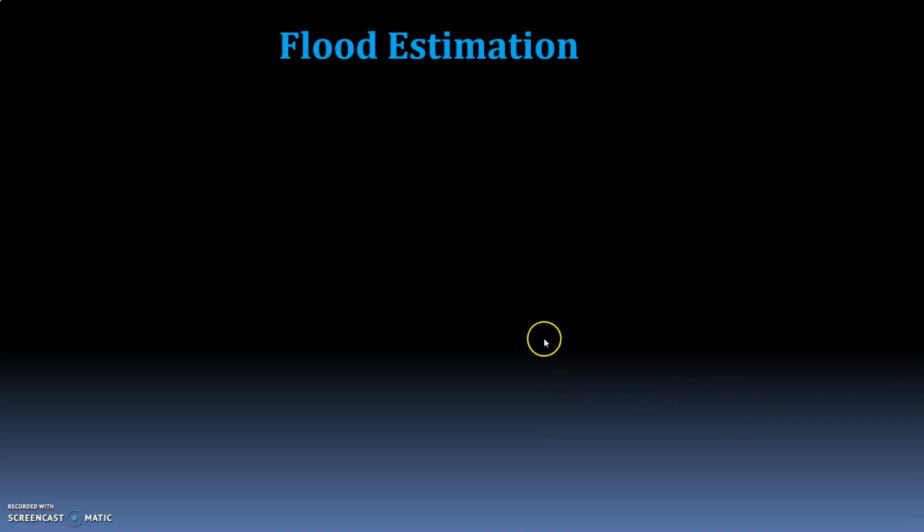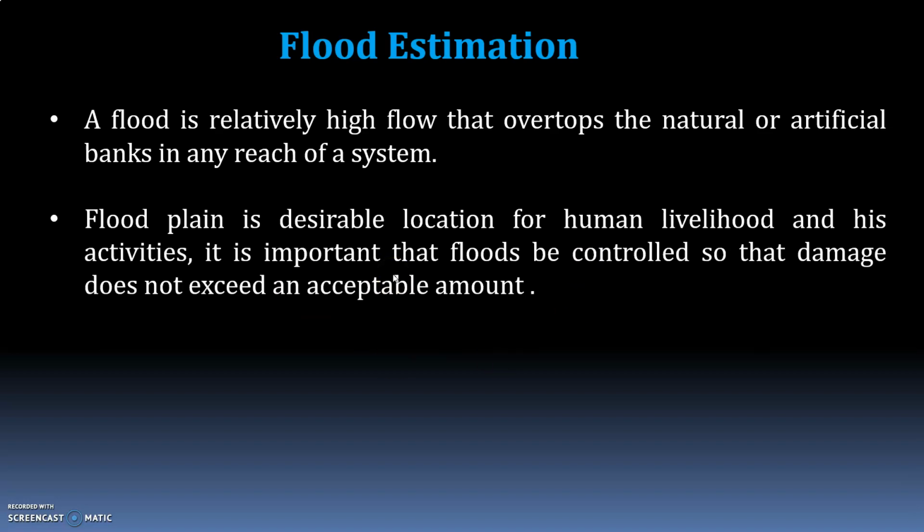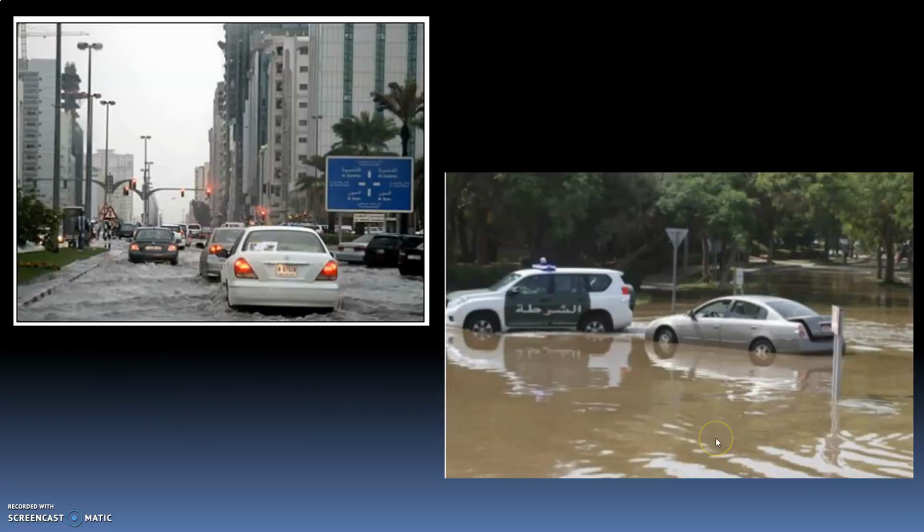Next, let us discuss flood estimation. A flood is a relatively high flow that overtops the natural or artificial banks in any reach of a system. Floodplain is a desirable location for human livelihood and its activities. It is important that floods be controlled so that damage does not exceed an acceptable amount. Design of water resources structures like spillways, diversion walls, bridges, culverts, etc. often requires the design flood at a certain location in order to estimate the size and cost of the structure.